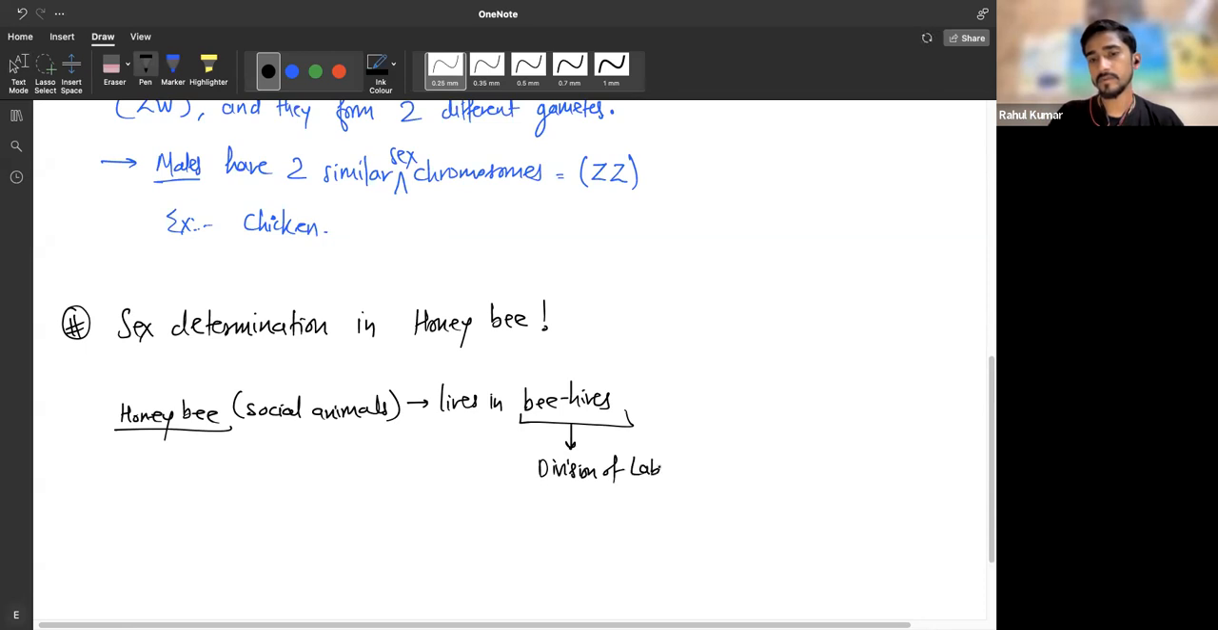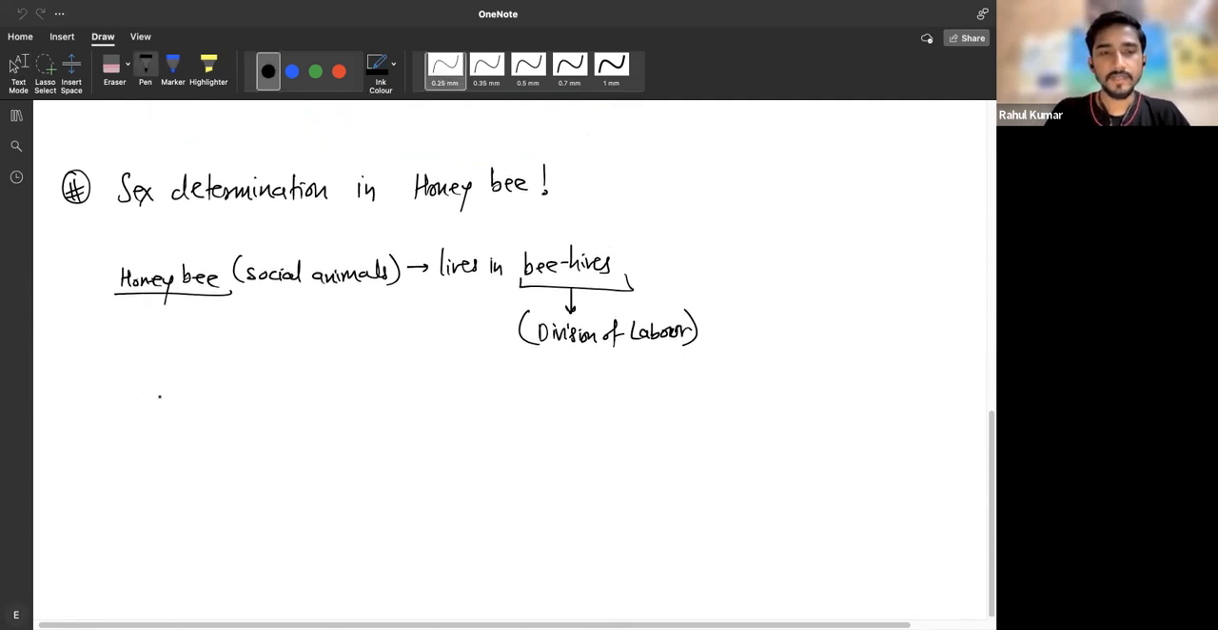What do we mean by division of labor? Work is divided. Some specific type of honeybees will do specific type of work. Do you know about it? Tell me, yes or no? No one knows about honeybees, so let me tell you. Honeybees are interesting because in this beehive, there is only one single queen bee. You know that?